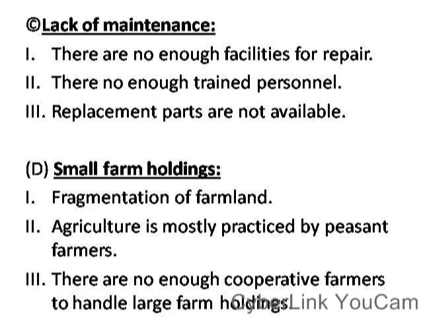2. Agriculture is mostly practiced by peasant farmers. Since they are peasant farmers, they don't always think of making use of machines to carry out farm operations. 3. There are not enough cooperative farmers to handle large farm holdings. For farm mechanization to be carried out smoothly, the farmers need to form a cooperative society so that they can have enough members to put money together in order to buy machines to carry out farm operations.